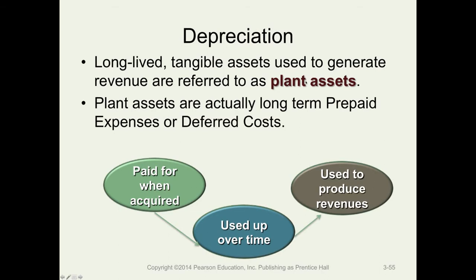Another common deferred cost is depreciation. Long-lived tangible assets generate revenue, and these are known as plant assets. Plant assets are another type of deferred cost. Now, you don't think of it that way because they're significant. If you buy a building, you don't think of a building as a prepaid expense, but they actually are longer-term deferred costs. So when they are acquired, they're paid, and you have an asset. As they're used, expenses are recognized to match with revenue.